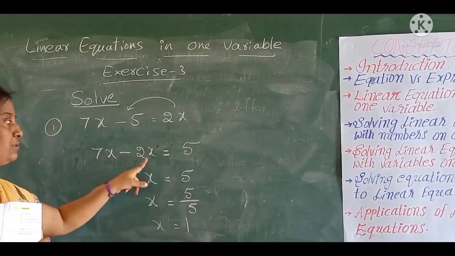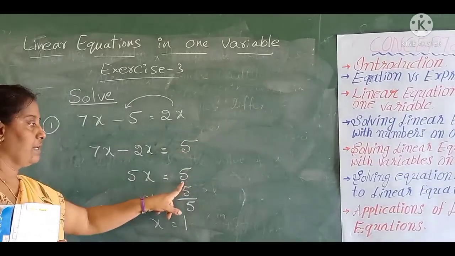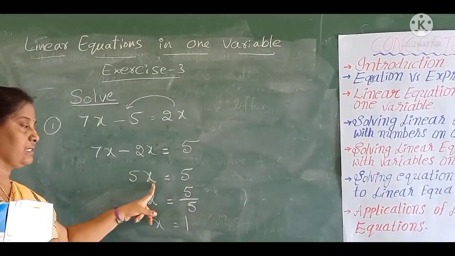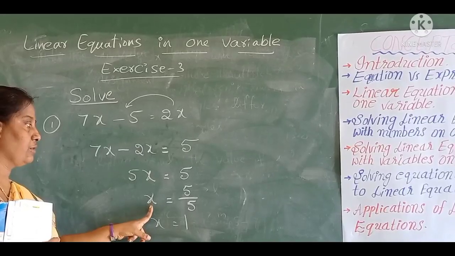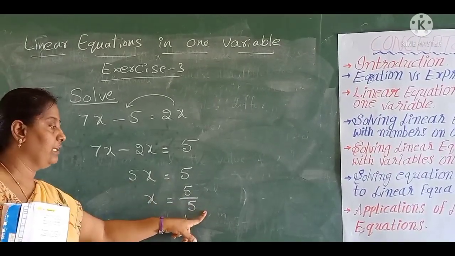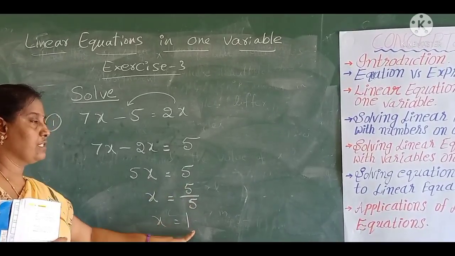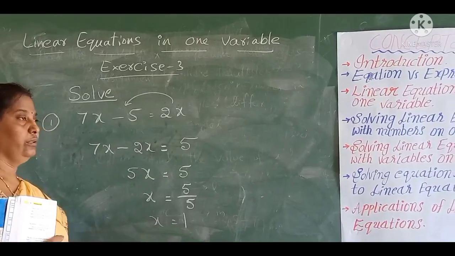So 7x minus 2x is equal to 5x, is equal to 5. So 5x means 5 into x. Then x is equal to, multiplying here 5 and moving to the right side, it will become division. So cancel. So x is equal to 1. Note it down now.